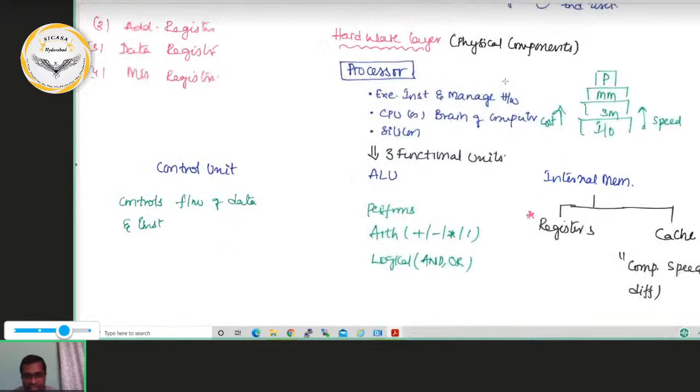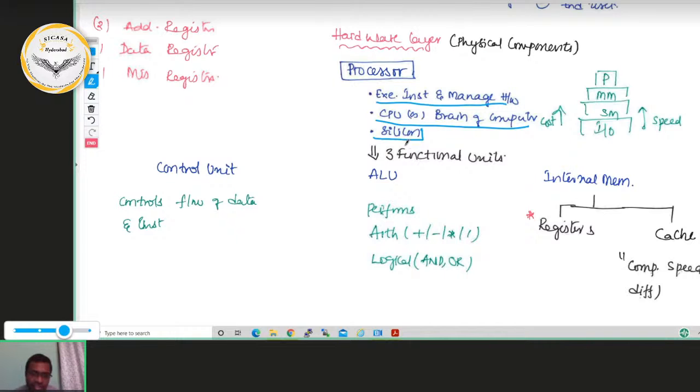We already studied about the processor. What do you mean by processor? A processor is nothing but a hardware unit which is required for the purpose of managing the hardware and which executes instructions. It is also called the brain of the computer, or CPU, and the material we use is called silicon.